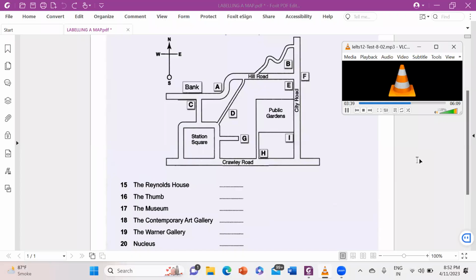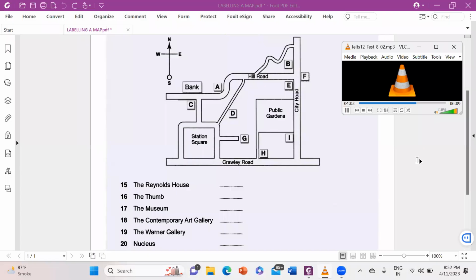The sheep market is one of the main centres for art and history in the whole of the country. If you look at our map, you'll see some of the main attractions there. Most visitors start from Crawley Road at the bottom of the map. The Reynolds House is one of the oldest houses in the city and is open to the public. It's on the north side of Crawley Road, next to the footpath that leads to the public gardens.